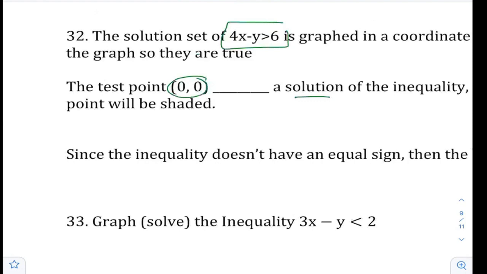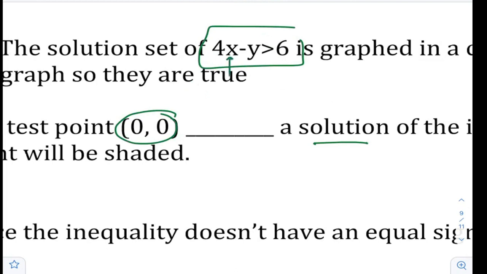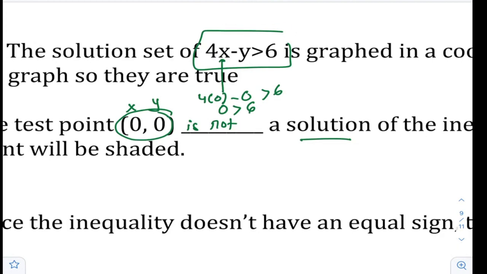Yes, we need to replace. If you replace the x by 0, so it is 4 times 0, minus the y is also 0, this is x and this is y. Let's check whether it gives me the correct solution or not. 0 minus 0, 0. 0 more than 6. Is 0 more than 6? Of course, wrong. So this is not a solution of the inequality.